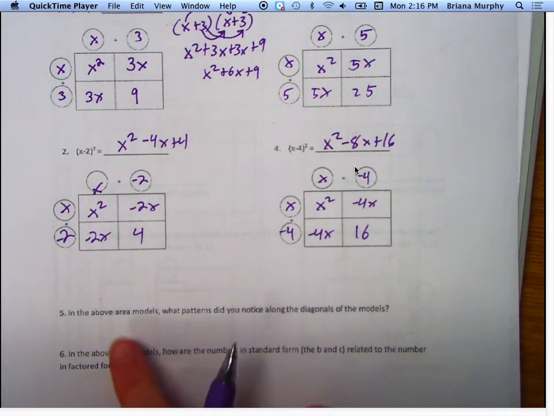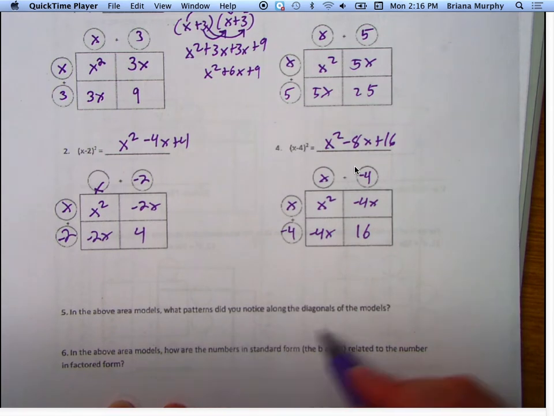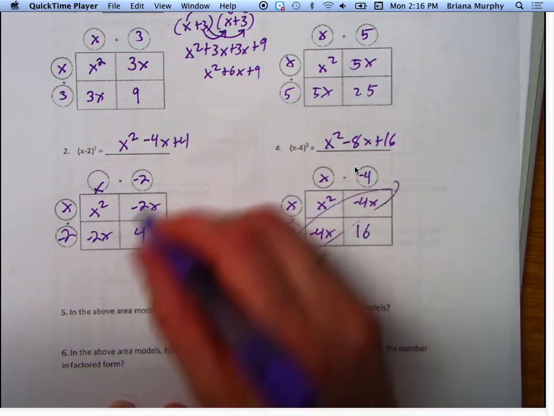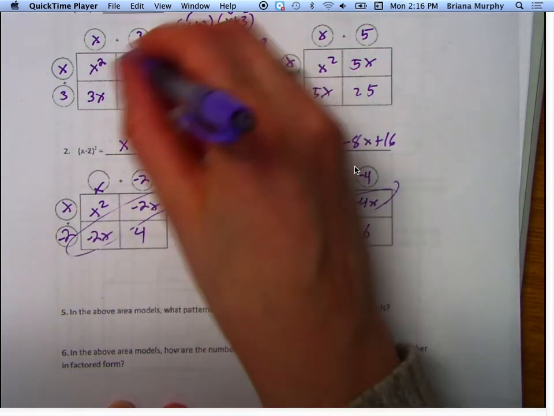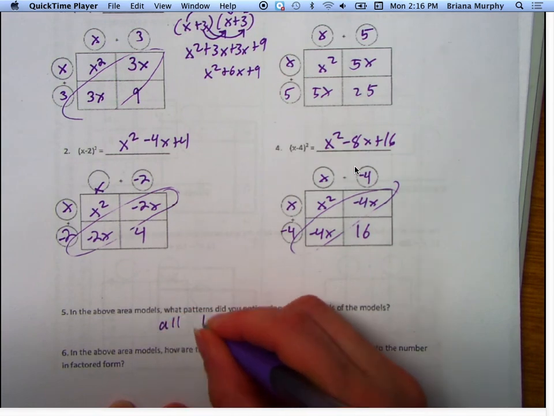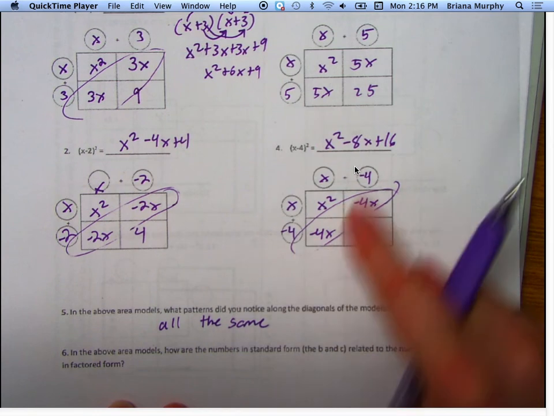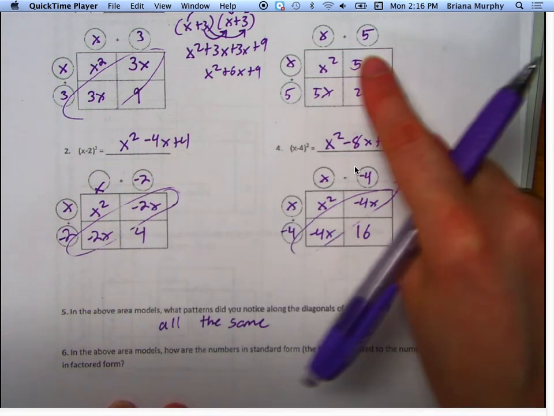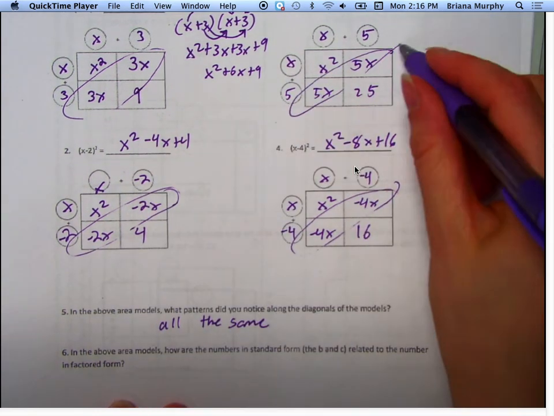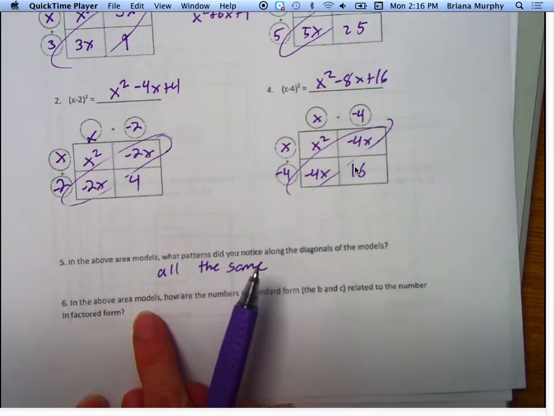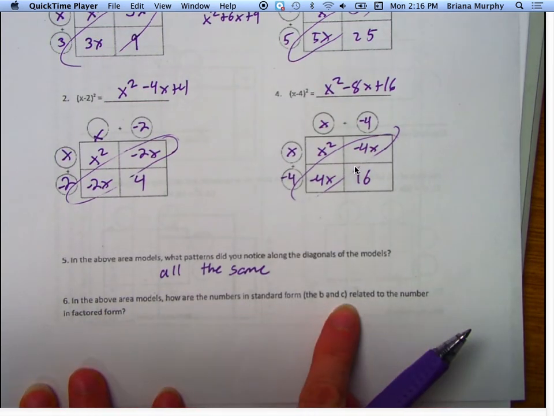Okay, in the above area models, what patterns do you notice along the diagonals of the models? All the same. It's not true. These 2 are positive, these 2 are negative, these 2 are negative, these 2 are positive. So, not all the same. In the above area models, how are the numbers in standard form and factored form related?